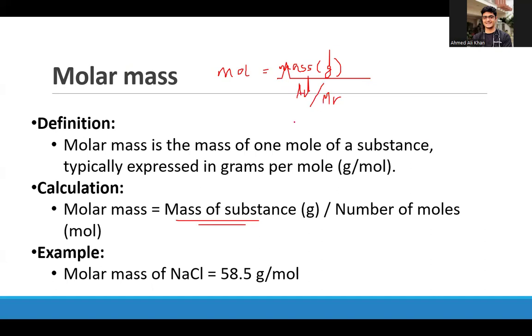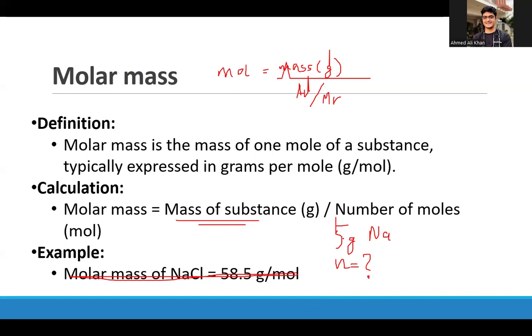So let's say I want to calculate the moles if I take 5 grams of sodium. Ignore these examples for a while, I'm doing simple examples myself. If I take 5 grams of sodium, I want to know how many moles 5 grams of sodium contains.